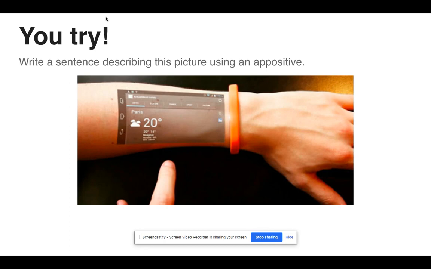All right, it's your turn. I'd like you to try and write a sentence describing the picture on the screen and see if you can use an appositive in your sentence. You can pause the slide now and give it a try.